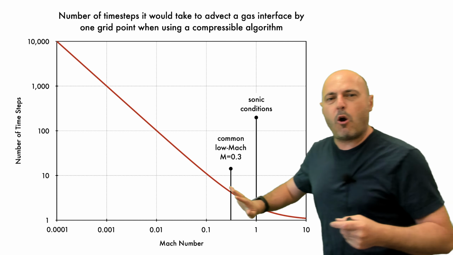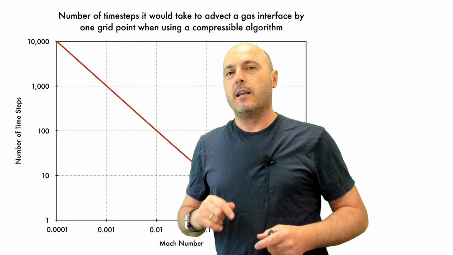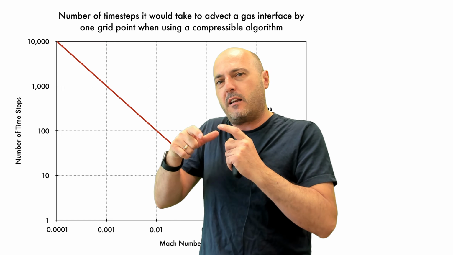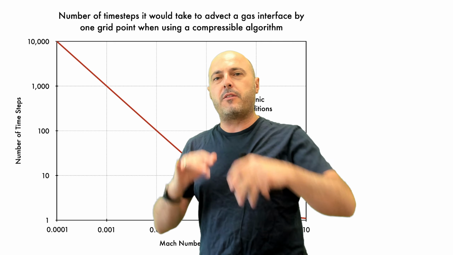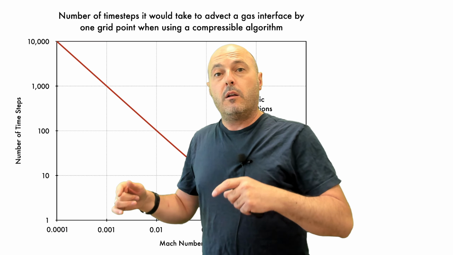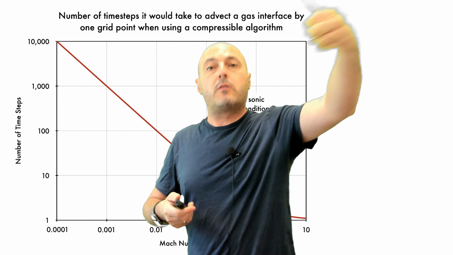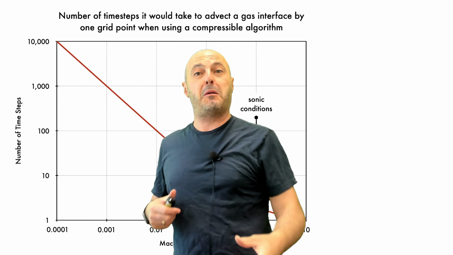As you go to smaller Mach numbers, 10 to the minus 4, you need 10,000 time steps to move that vortex that you're interested in by one grid point. You're going to be a skeleton by the time that simulation ends. Okay? All in this time, though, the sound waves are propagating at one grid point per time step because that's your stability condition. You cannot move the fastest information more than one grid point.